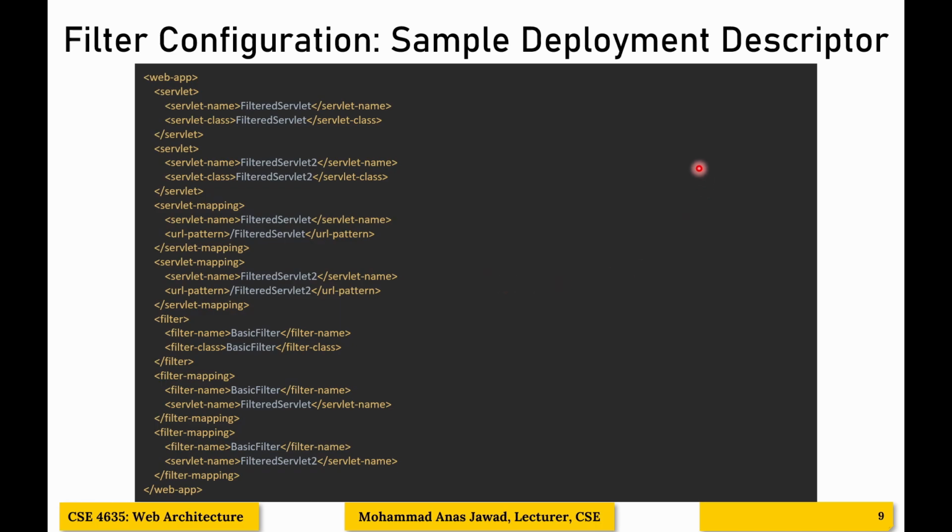So to recap, in this sample web.xml file, we have two servlets, filtered servlet and filtered servlet 2. We have defined a filter called basic filter, and we are mapping this basic filter to both of our servlets. That is, we are mapping this basic filter to both filtered servlet and filtered servlet 2.